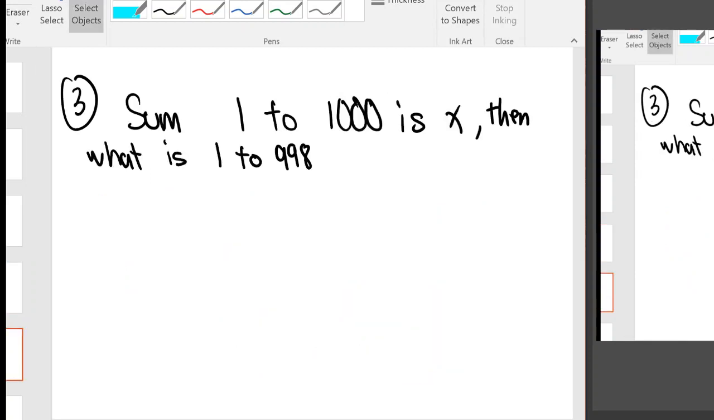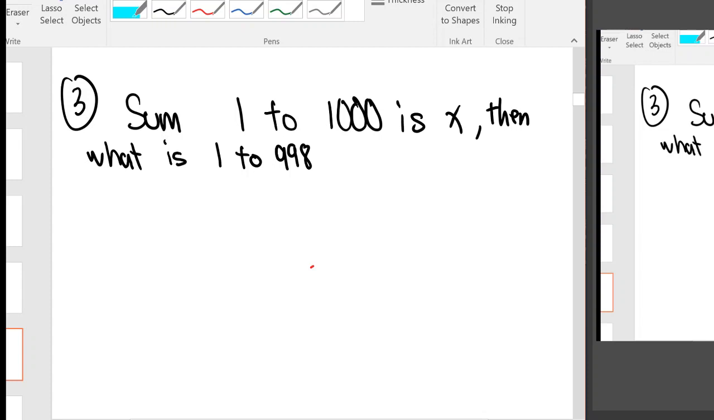The third question. This one is always one that challenges people a little bit. So the sum of 1 to 1,000 is x. Then what is the sum from 1 to 998? Before you get started on this question, I'd like to show people a little trick, and that is to make sure you are thinking about these problems with easier questions.